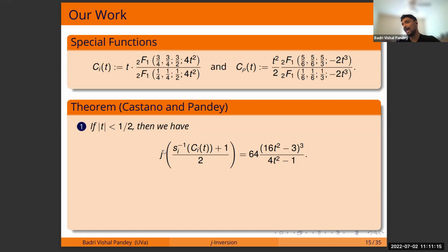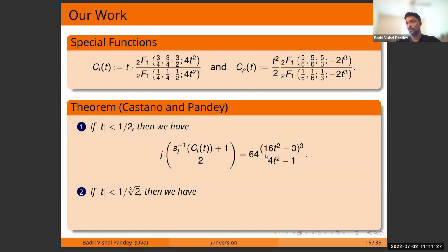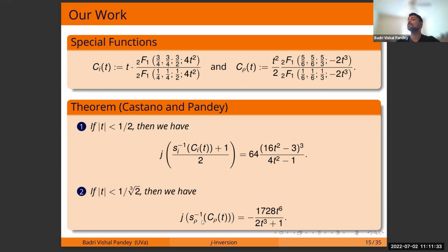for absolute value of t less than half, J when evaluated at S_I inverse of C_I of t plus 1 divided by 2, you get this nice formula for t. And when absolute value of t is less than 1 upon cube root of 2, sorry, then J of S_rho inverse of C_rho of t is this nice formula, right? One good thing about our formulas is that you can see, for example, here, each of these terms is in t squared, right? And here, each of these terms is in t cubed instead of t. So solving these is essentially solving a degree 3 and a degree 2 polynomial, right?